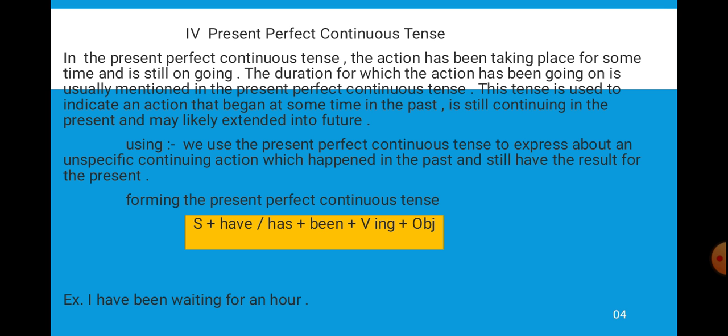We use the present perfect continuous tense to express an unspecific continuing action which happened in the past or still has a result for the present. Forming the present perfect continuous tense: subject plus have or has been plus verb ing form plus object. We have to use the above structure in our example. I have been waiting for an hour.